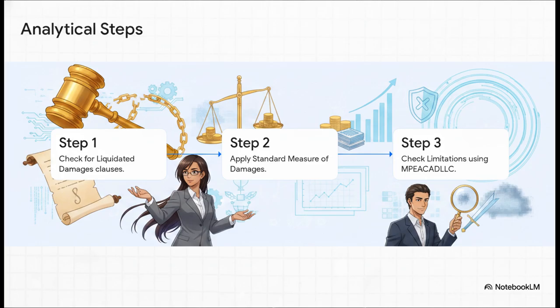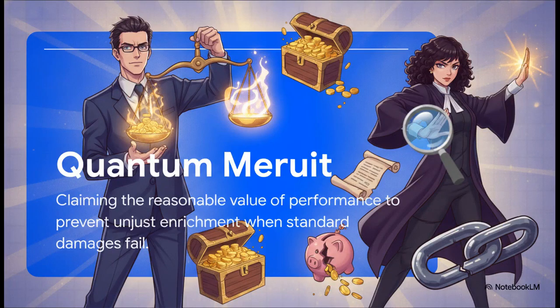Step 2. If there's no clause or it's struck down, apply the standard forward-looking expectation damages. Step 3. Apply the MPEACADLLC checklist to see if those expectation damages need to be reduced because the plaintiff failed to mitigate or maybe because the damages are just too speculative. But what if expectation damages are inadequate or literally impossible to calculate? That's when you pivot to your alternative, restitution in quantum meruit, meaning as much as he has deserved. This ignores the contract price and awards the reasonable value of the performance rendered.